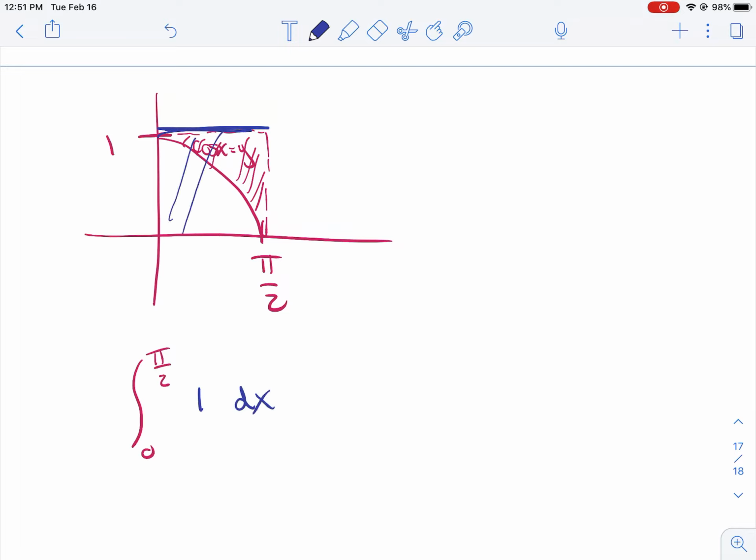That's going to give you the whole blue. And now we want to subtract from it the white area here, which is the integral from 0 to pi over 2 of cosine of x dx. So we can use the fact that integrals give us net area to help us manipulate and find more complicated areas as well.